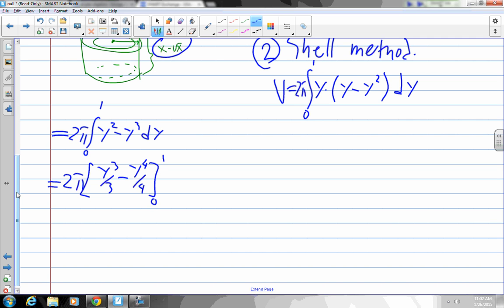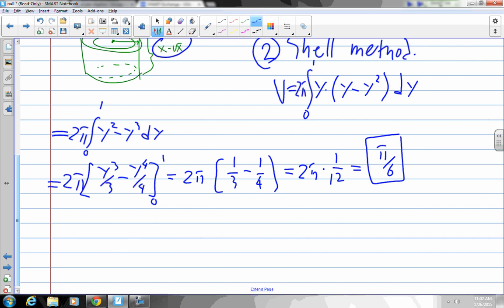We plug in 0, we get 0. When we plug in 1, we'll get 2 pi times a third minus a fourth. And a third minus a fourth is 1/12. So we have 2 pi times 1/12, which is still pi over 6. So we still get the same answer.